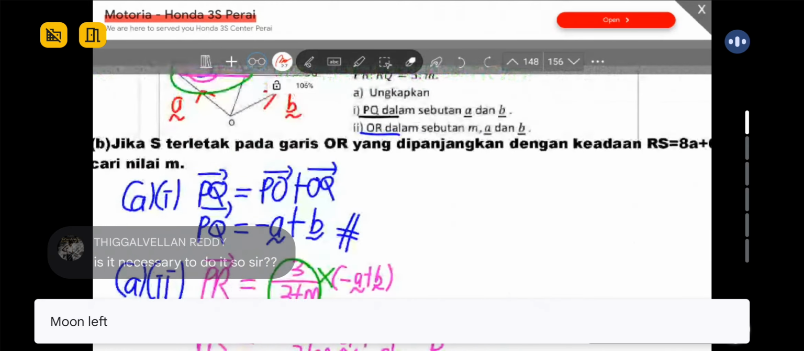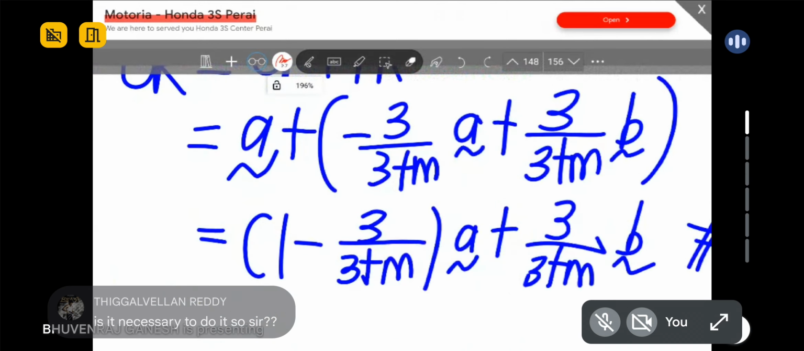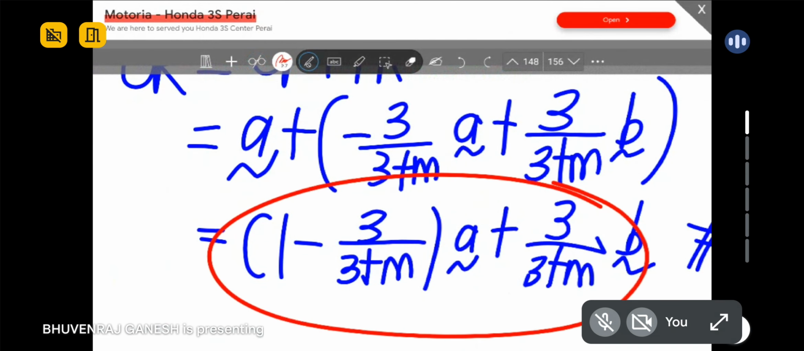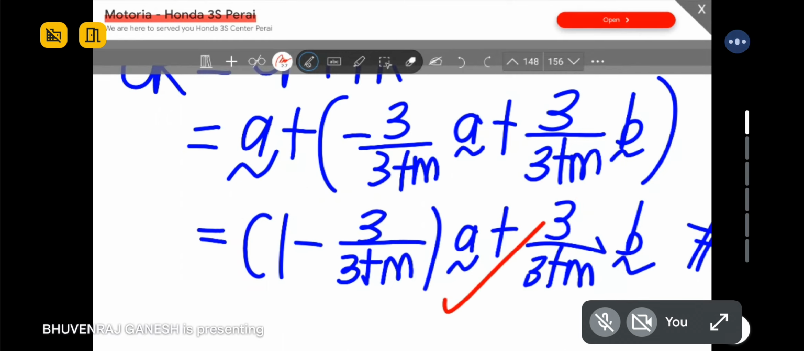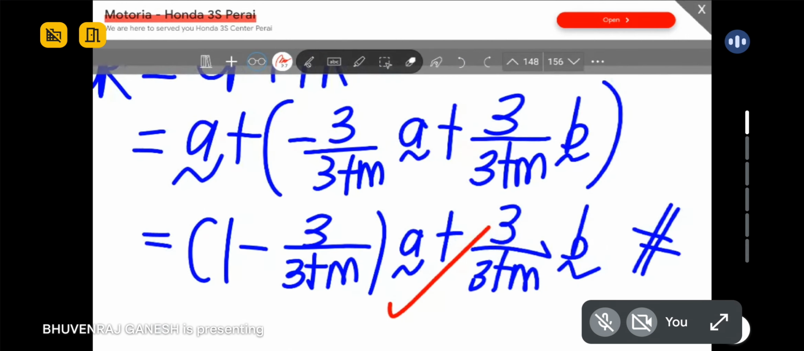Question B. Is it necessary to do it? Or you mean this step, is it necessary to write this? Okay. Yes, it's necessary, guys. Yang ni kena tulis, because it's always good to give your answer in the simplest form. Bagi jawapan dalam bentuk termudah. Okay, so if you can simplify, please simplify your answer.